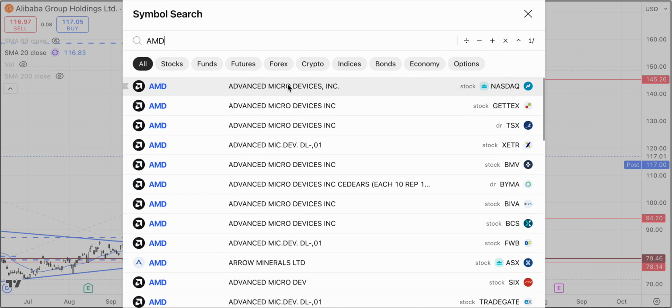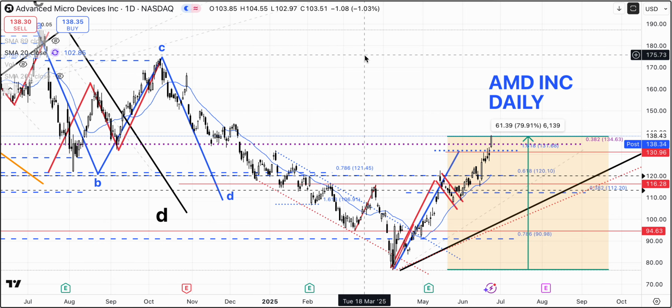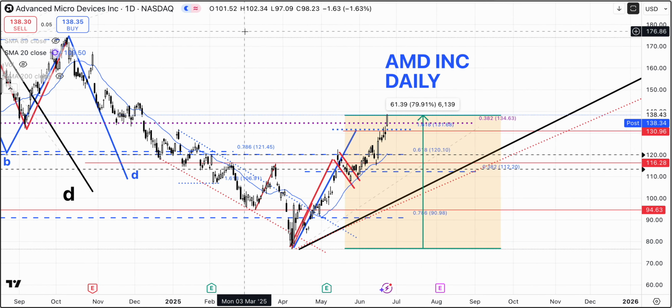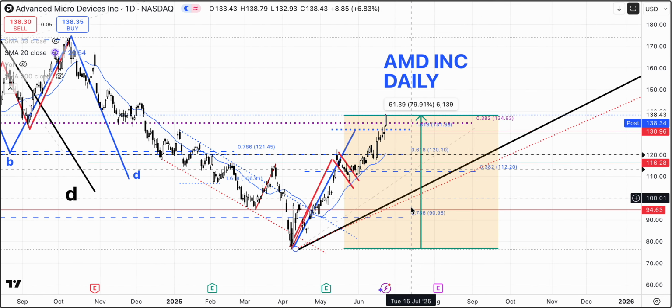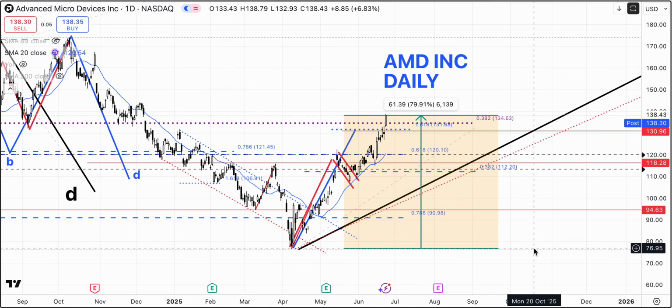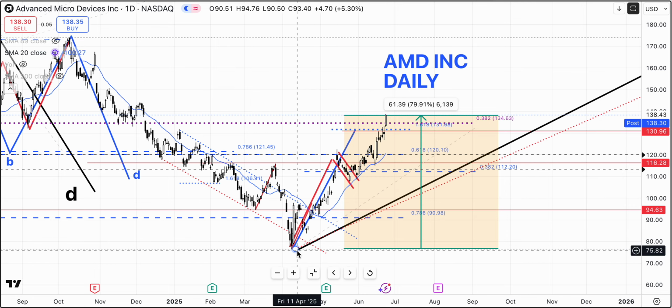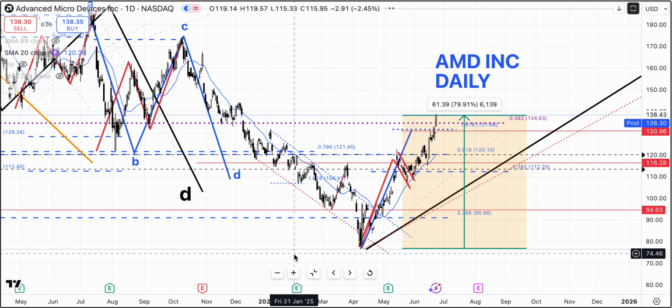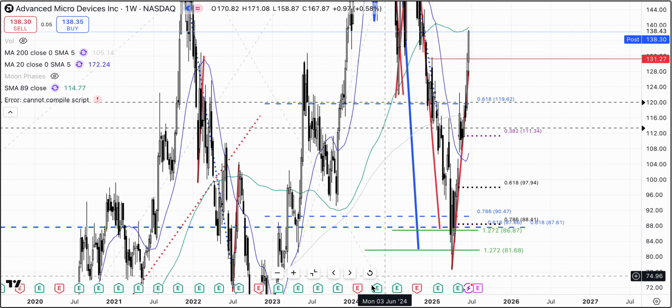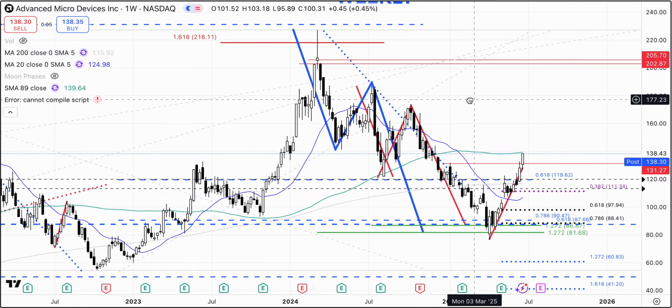Now let's take a look at the AMD stock. Here we go. So AMD has been very strong. It has rallied nearly 80% since forming a bottom right here. On the weekly chart, I'll just quickly show this to you. On the weekly chart, here we go.